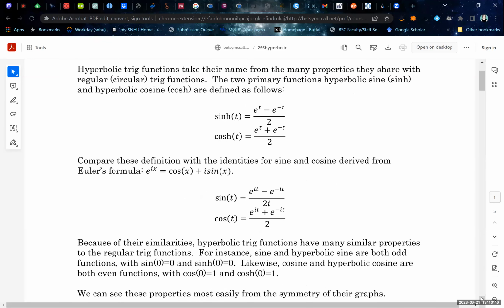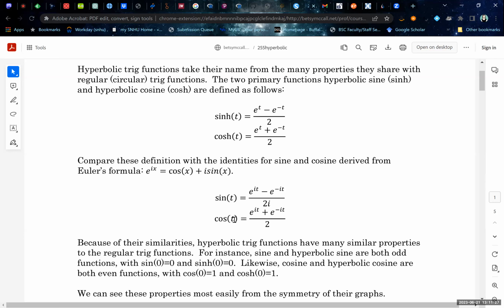Now, the really nice thing about these definitions also is that we can see a lot of properties from regular trig functions are mirrored in some respects in hyperbolic trig functions. So hyperbolic sine of 0 is also 0, just like sine of 0 is 0. And similarly, cosine of 0 is 1, and hyperbolic cosine of 0 is also 1. So it can be really helpful to understand these similarities, even if you don't completely follow the complex exponential definition, but to recognize that there's a lot of similarities here.